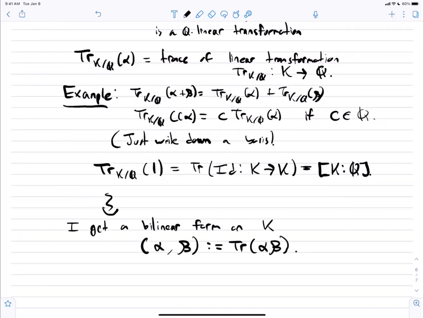Okay, and so if you look at these identities in the example and then the rules for multiplication of the field, you can easily check this is a bilinear form. So this is a Q bilinear form. So there's a bilinear form on this Q vector space with values in Q.